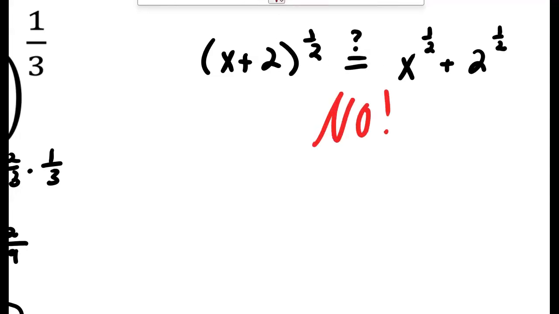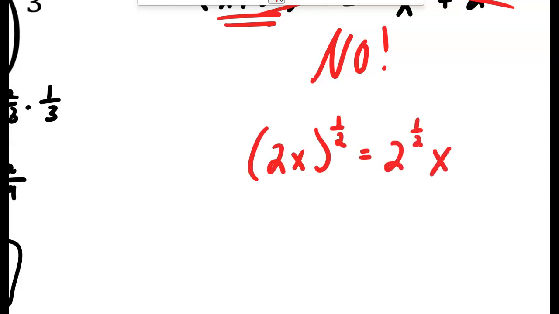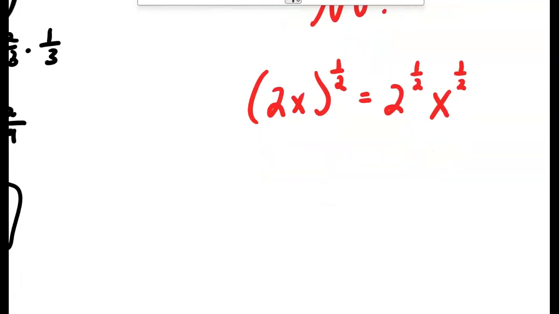Guys, that's a binomial, not a what? Monomial. You cannot do this, okay? So that's totally illegal. Don't do it. Now, what if I gave you something like this? Is 2x to the 1/2 equal to 2 to the 1/2 times x to the 1/2? Yes or no? Yes. Exactly. And the only reason I can do that, what was not there this time? Yep, I don't have that plus or minus sign, so it's considered a monomial.